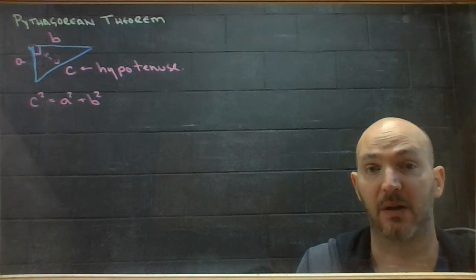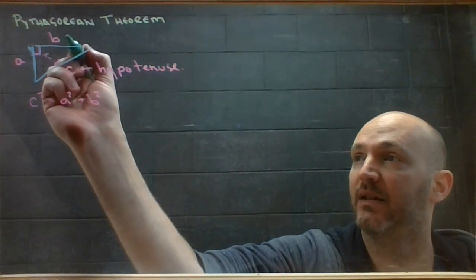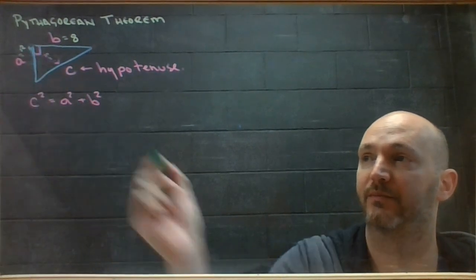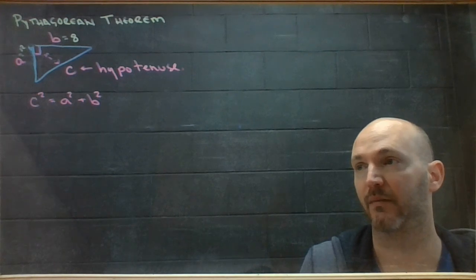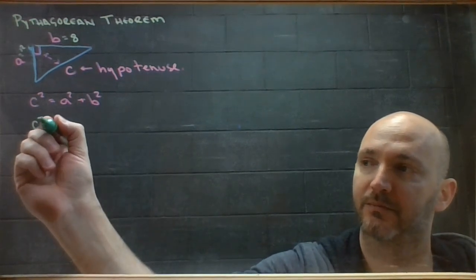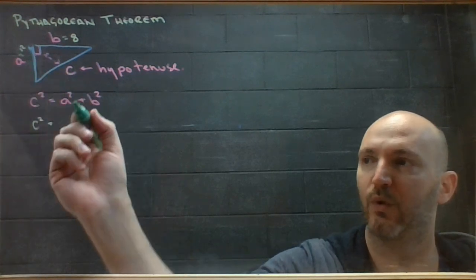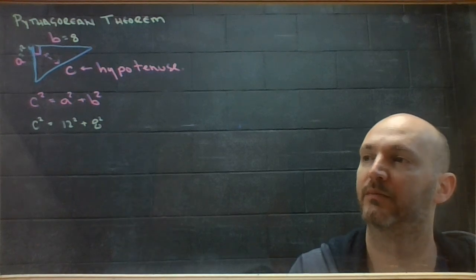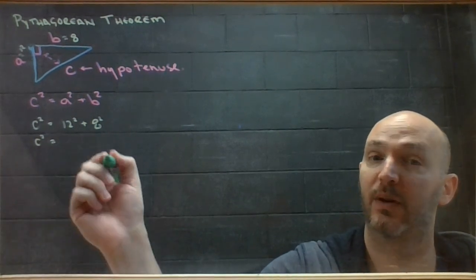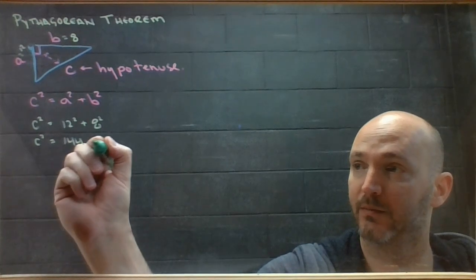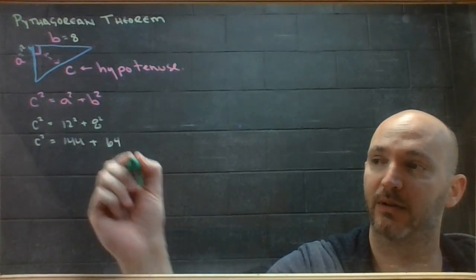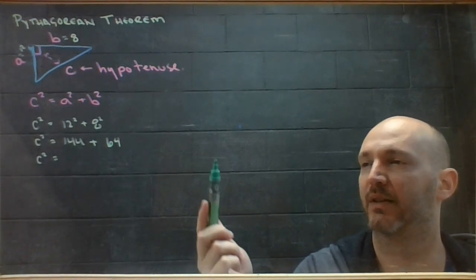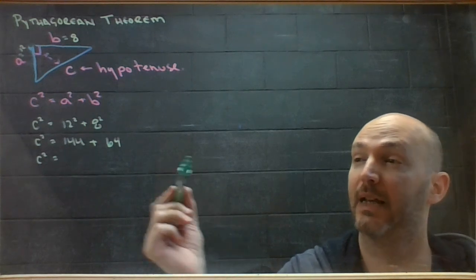So I might as well put some numbers on, give it a try. Let's say that B is 8 and A is 12. All right, well, C then, C squared, would be 12 squared plus 8 squared. 12 squared is 144. 8 squared is 64. And 144 plus 64 would be 208.